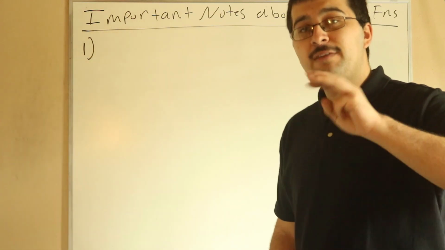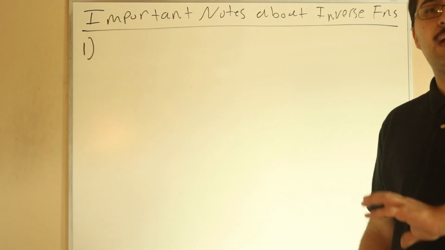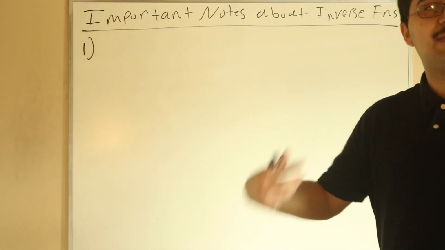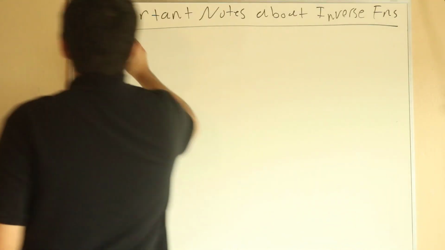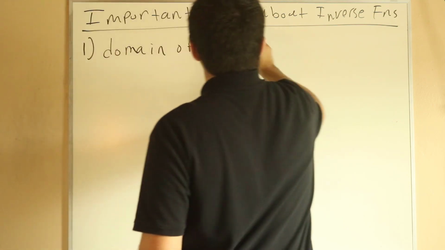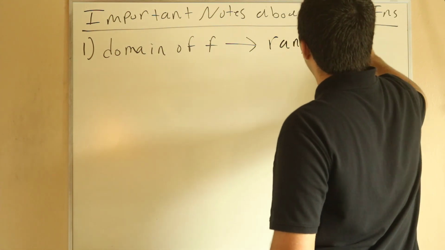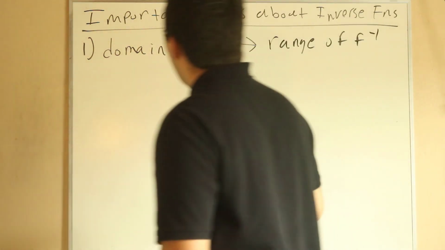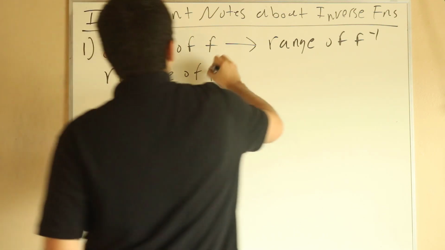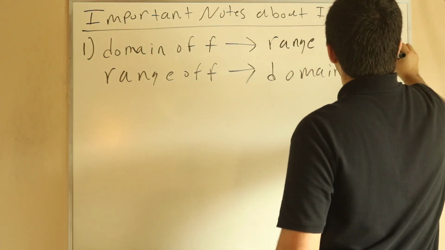Okay, so there are three very important notes we need to make about inverse functions. The first one is building upon the relationship between f and f inverse. The relationship being this: the domain of f is the range of f inverse, and the range of f is the domain of f inverse.